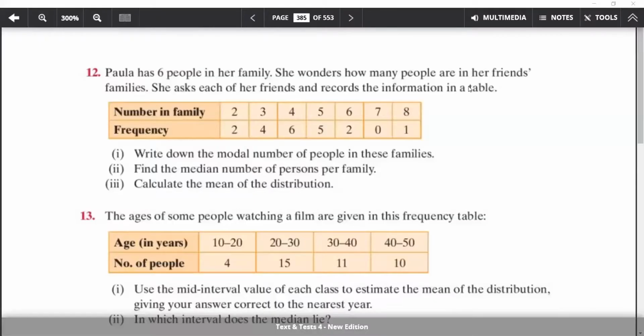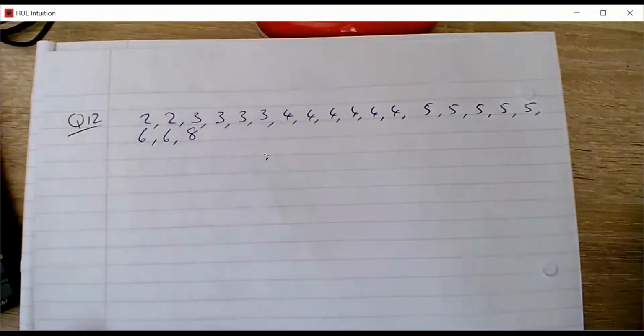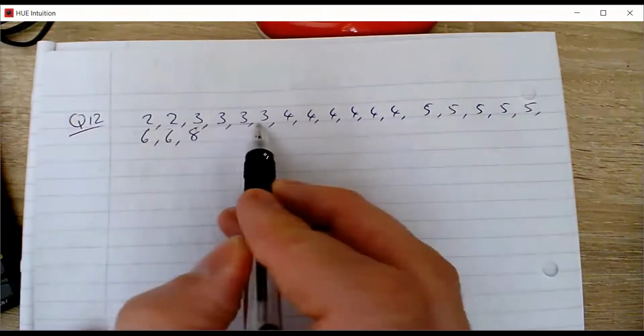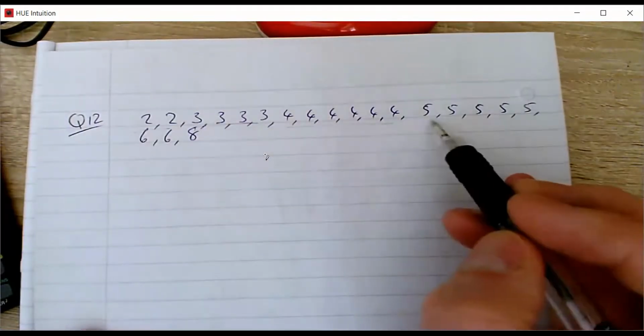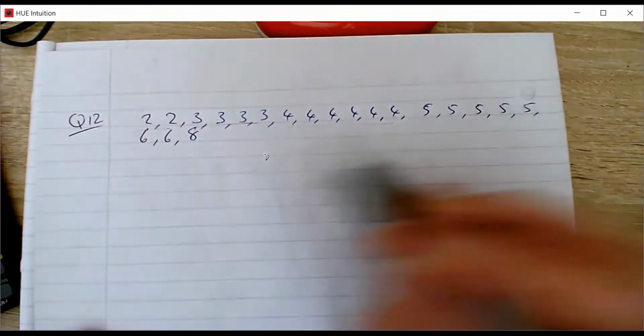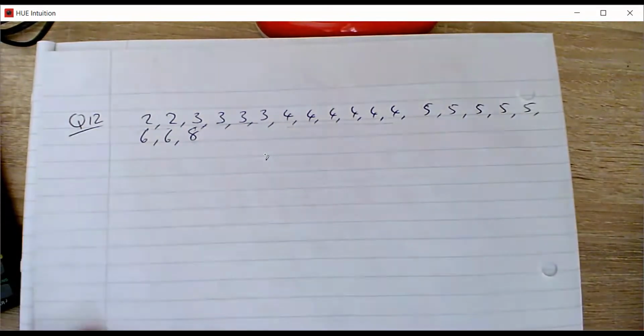Question 12 then gives us this thing called a frequency table. Paula has 6 people in her family. She wants to know how many people are in her friends' families. She asks each of the friends and records this information. So here's the information. What you're looking at here, though, really is a list. Another way to write that information is like this list here. We've got 2 2s, 4 3s, 6 4s, 5 5s, 2 6s, and one person said they had 8 people in their family.